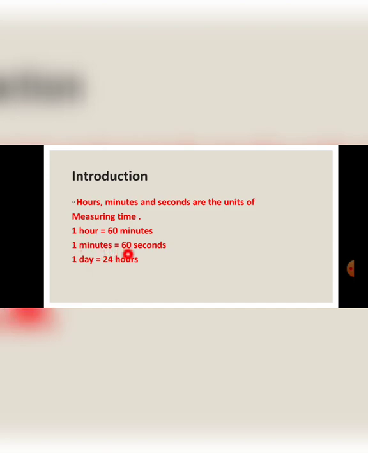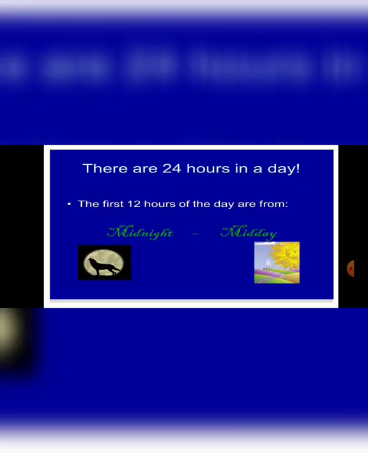1 minute is equal to 60 seconds. That means if the red hand which I have shown you completes 60 seconds, it means it is 1 minute. And 1 day is equal to 24 hours. Now seconds is the smallest unit of time. Understood, students? How to measure the time? What are the units of time? Hours, minutes, and seconds. Now students, there are a total of 24 hours in a day.